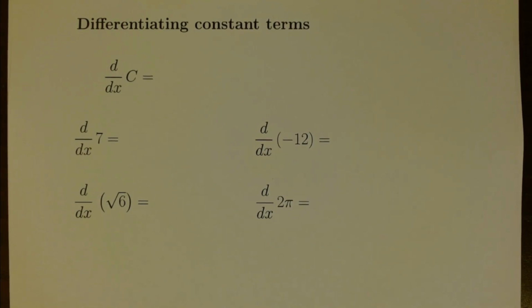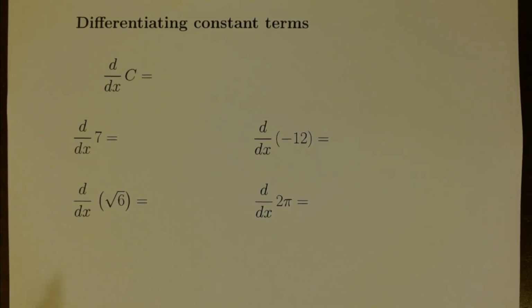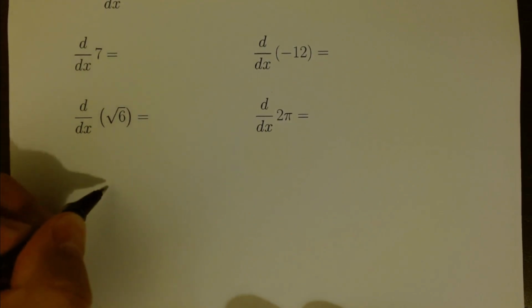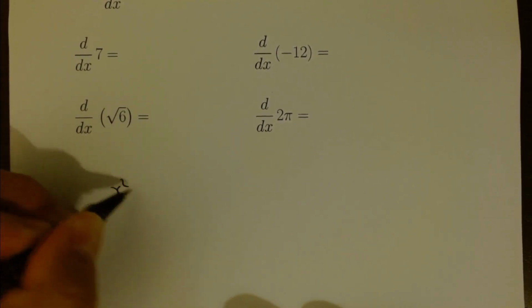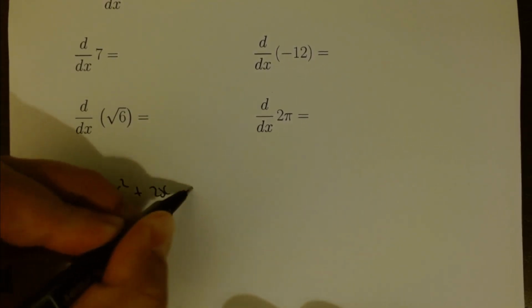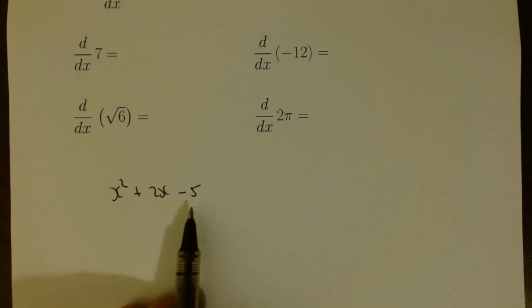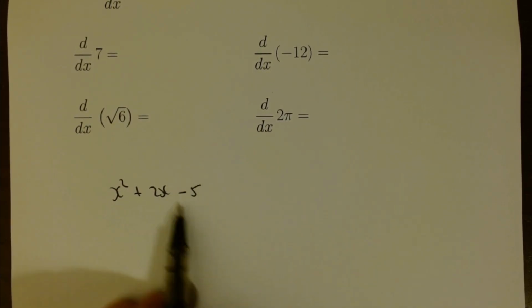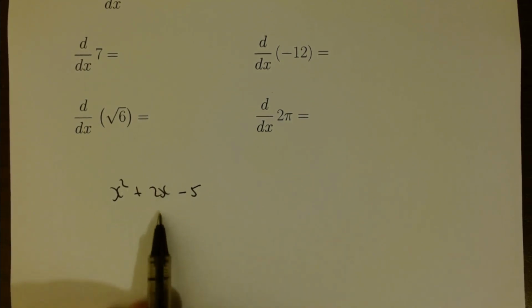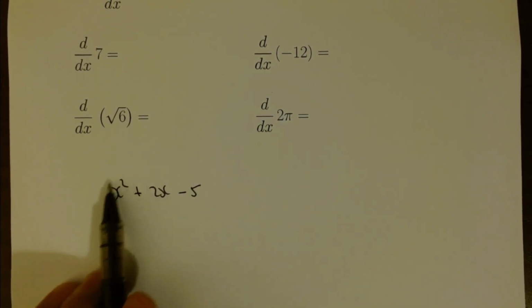Okay, next we're going to differentiate constant terms. Constant terms are the terms that don't have any x's in them. So for example, here's a polynomial, x squared plus 2x minus 5. The minus 5 will be the constant term. It doesn't have any x's. The 2x will be called the linear term, which you've done previously, and this is the quadratic term.